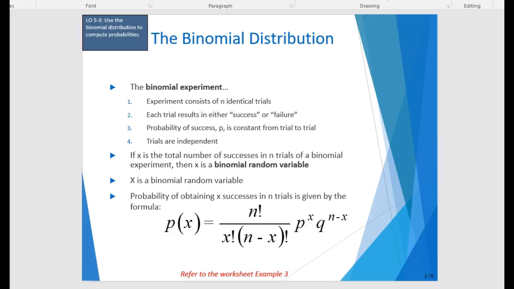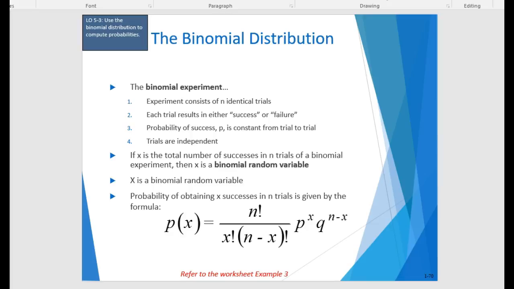So the binomial experiment. The experiment consists of n trials. Each trial results in either a success or a failure. So that's where the bin in binomial comes from. So it's binary. It's either a yes or a no, a fail or a success. The probability of success is p, and that's constant from trial to trial. So that kind of leads us into point 4, that all the trials are independent. Because that probability doesn't change from one trial to another, then we know that they're n independent trials.